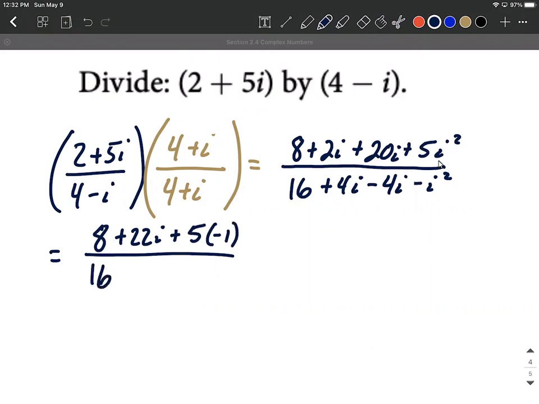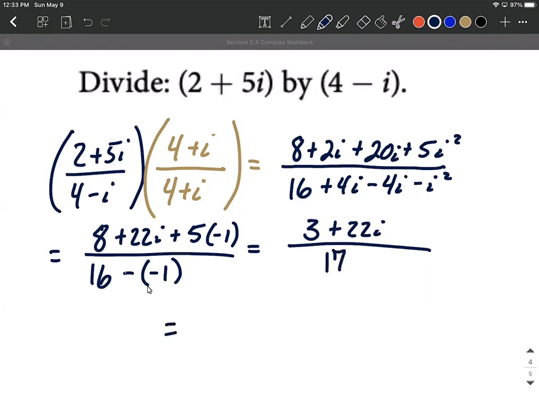For our denominator, the 16 can come along. 4i minus 4i, these make 0i, so they basically cancel each other out. And then minus, we can replace that i squared with a negative 1 as well. So if you're okay with this, hopefully we can follow along. I've got 8 minus 5 is going to make 3 plus the 22 i's. And then 16, the double negative is going to make an addition, plus 1 makes 17.